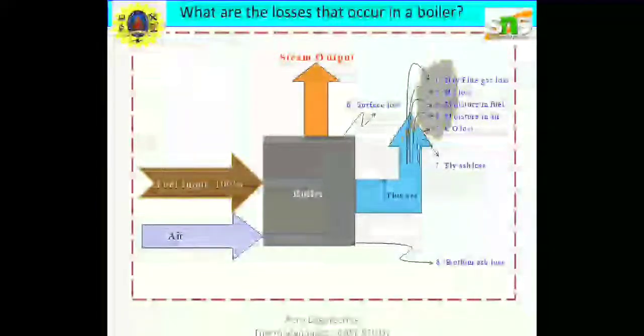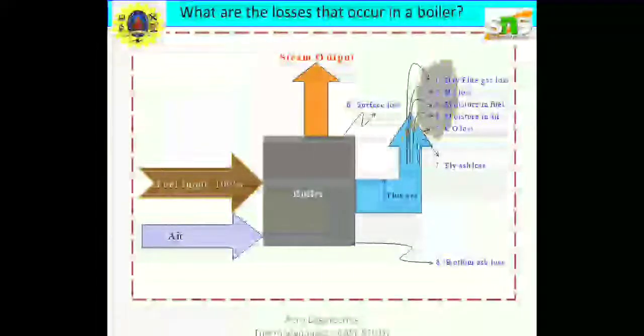These are the losses that occur in a boiler. The first is dry flue gas loss, then H2 loss, moisture in fuel, moisture in air, CO loss, fly ash loss, and bottom ash loss. These losses occur in boiler operating systems.